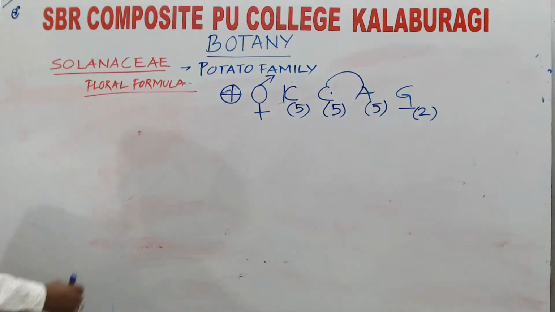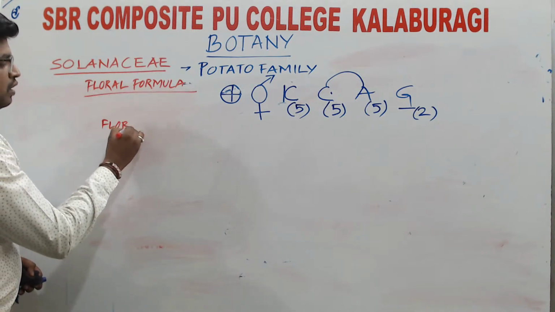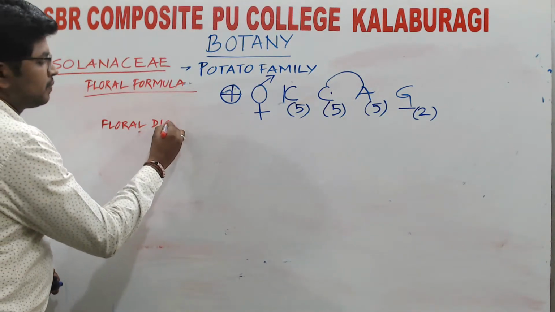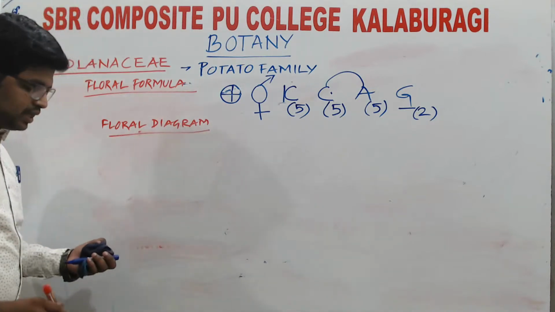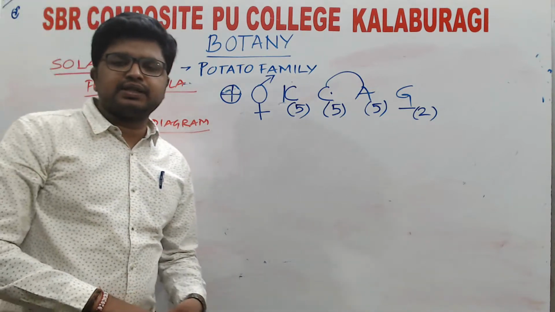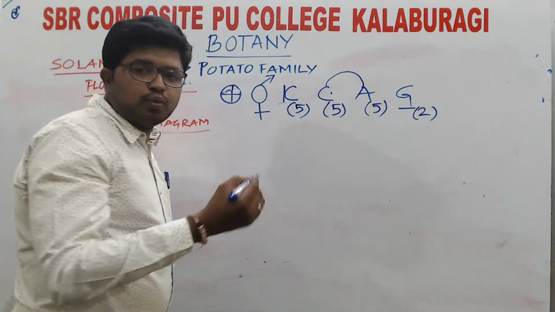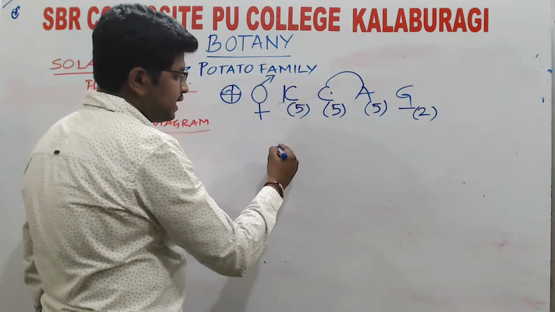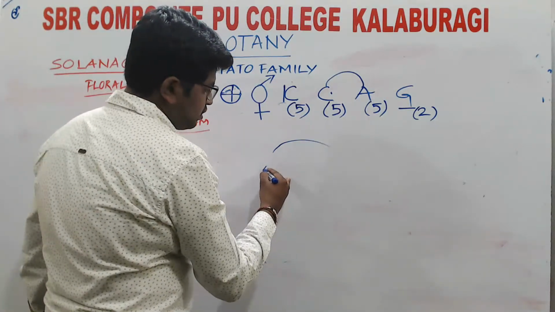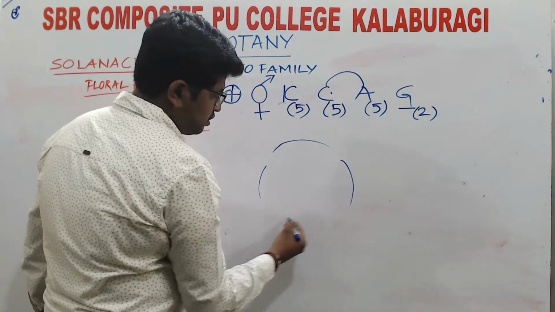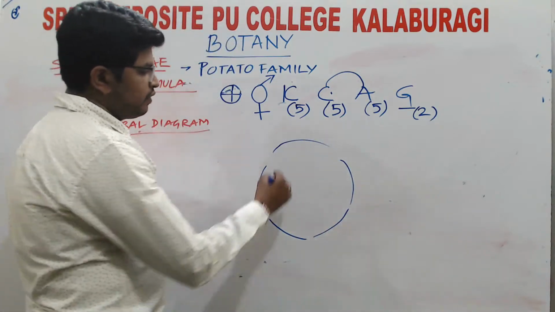The next is the floral diagram. So what is the floral diagram? I said it is the diagram that represents the flower. Now, the outermost is the calyx. Calyx, how do you write it? Okay, five.